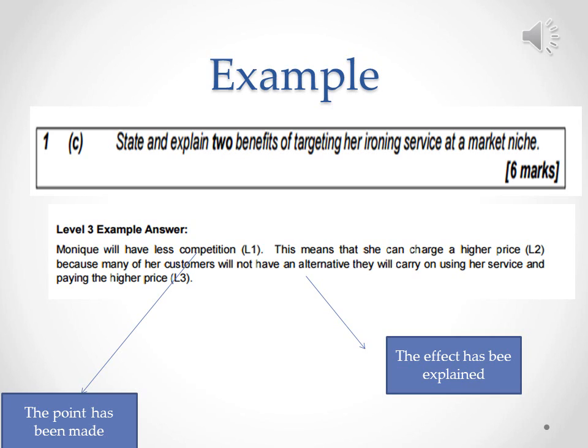So with this particular answer, you make your point, you link it to Monique. She can charge a higher price. As a result of having less competition, she charges a higher price, and then what's the benefit? So the point has been made and the effect has been explained.